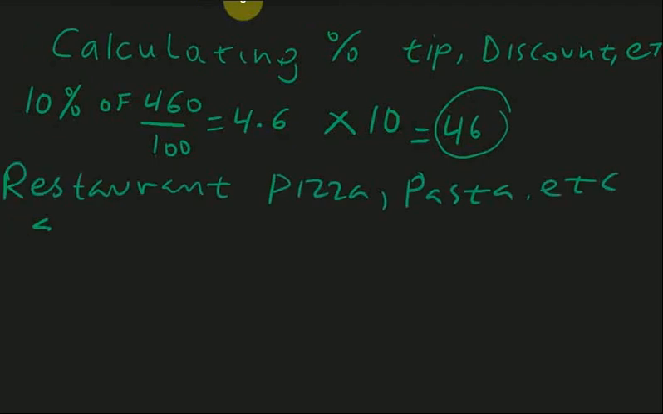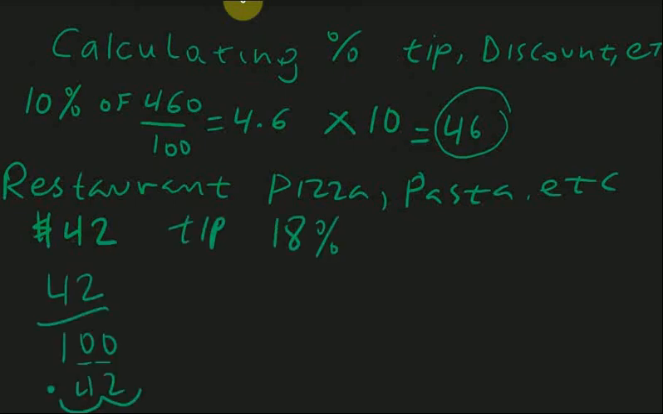So let's say you went to a restaurant, you ate pizza, pasta, anything like that, and you spent $42, right? That's how much you spend. And then the tip, they say, is 18%. 42 divided by 100 is what? 0.42, because 2 decimals, you move to the left. 0.42. Now what are you going to do? Think about it here. What are you going to multiply by? The 18 now. So 0.42 times 18. Whatever you get, that's the tip, right?